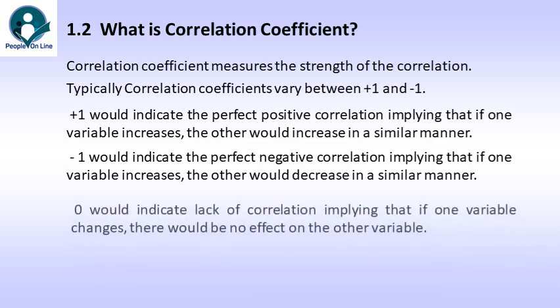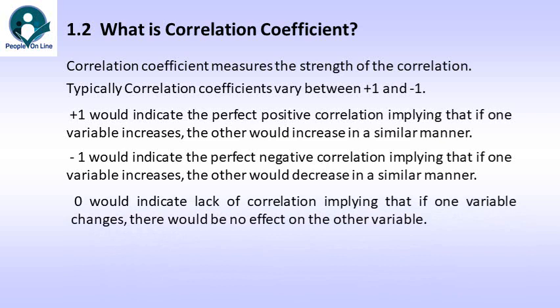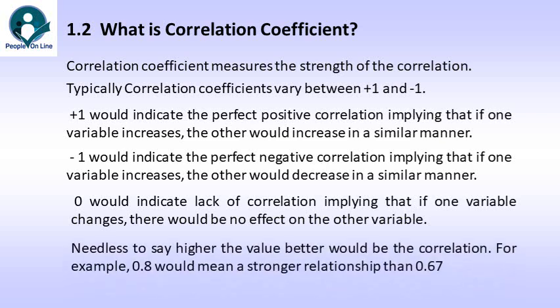0 would indicate lack of correlation, implying that if one variable changes, there would be no effect on the other variable. Needless to say, higher the value, better would be the correlation. For example, 0.8 would mean a stronger relationship than what is implied by a value of 0.67.